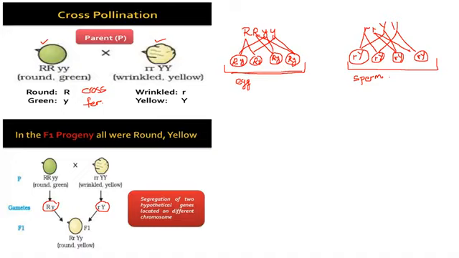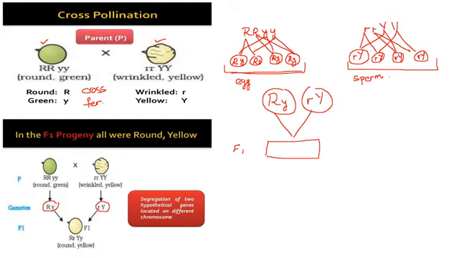And what do we get when these gametes, that is capital R and small y, and small r and capital Y, the gametes coming from the different parents, when we fertilize them in the first filial generation, the progeny that I am getting will have the character that is round and yellow, because capital R is present over here.